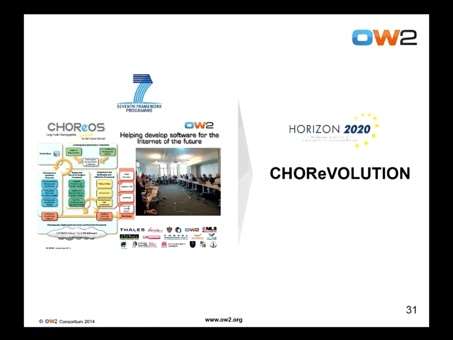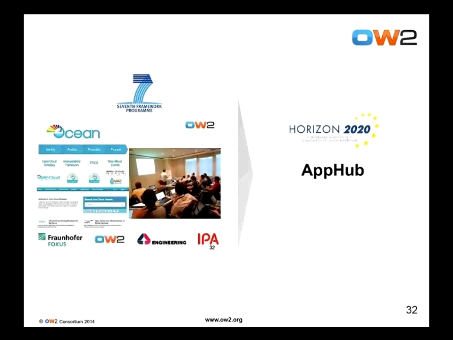And the second good news regards the App Hub proposal on which we were working, and that also has been accepted in the Horizon 2020 program. App Hub is important. It will complete the Ocean project. Ocean is developing what we call the Open Cloud Directory, which is a directory that identifies the open cloud components developed by the European collaborative projects for cloud computing.